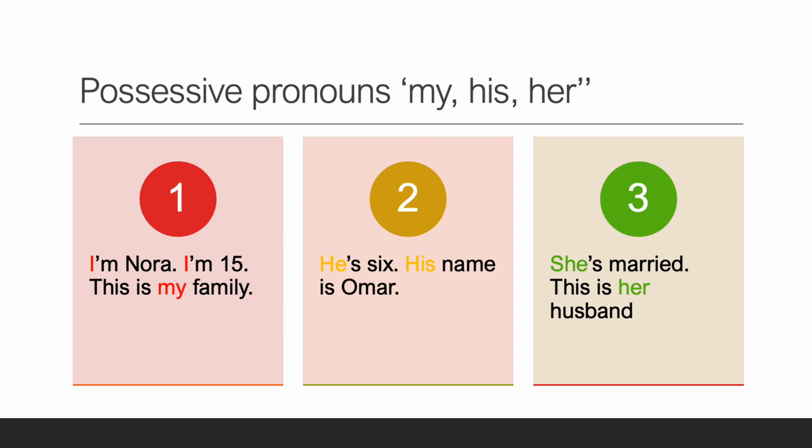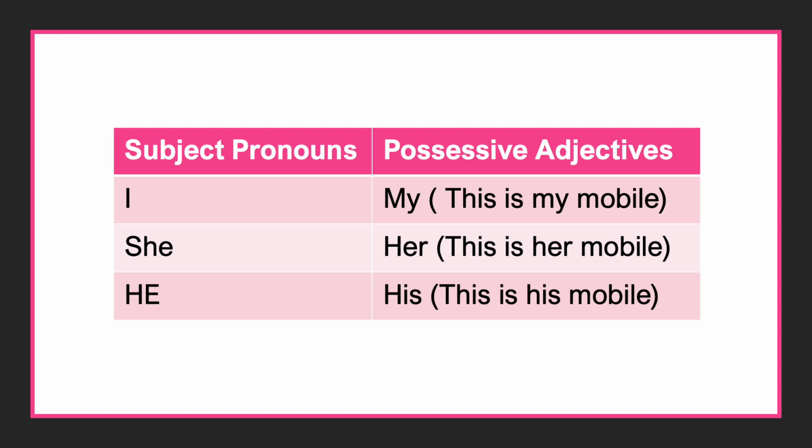Okay, so in this table, you can see the subject pronouns I, she, and he. For I, the possessive adjective is my. This is my mobile. She will take her. This is her mobile. He will take his. This is his mobile. Okay, we will have exercises about these, and I hope it's very clear for you right now.